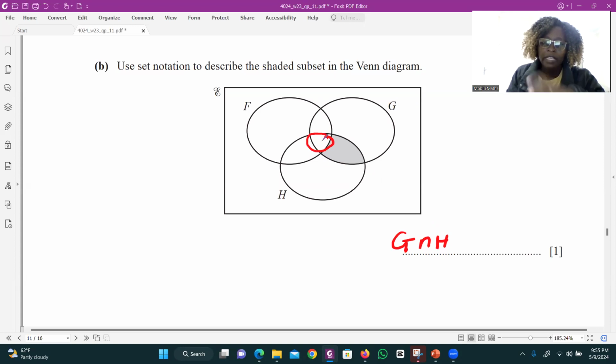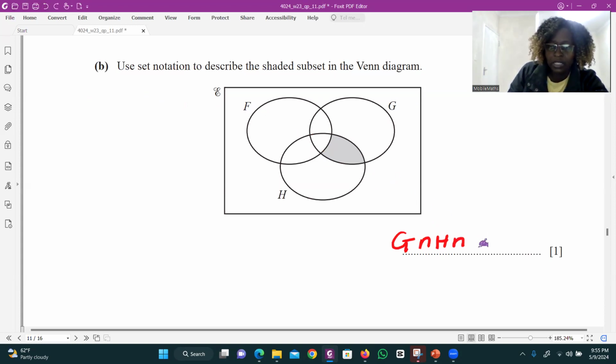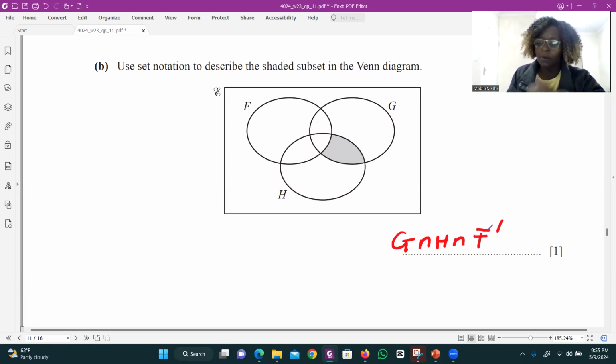What does it mean? It means we are only concerned with the parts that are not in the F. So I can also say intersection, what is not in F, like this. That's how we can write this set.